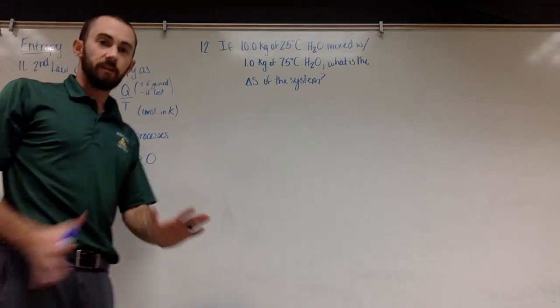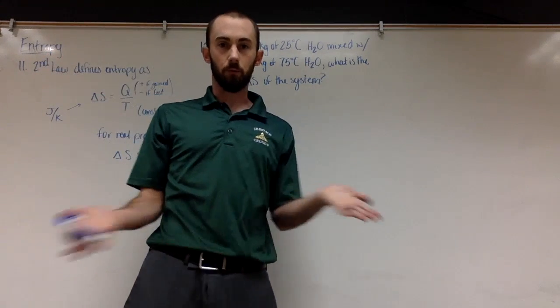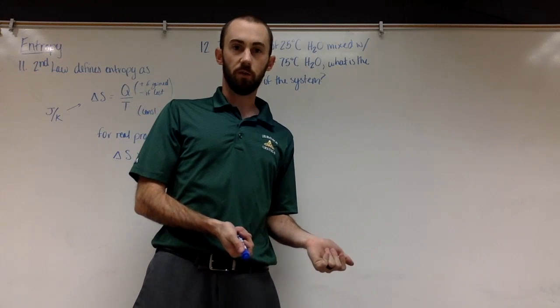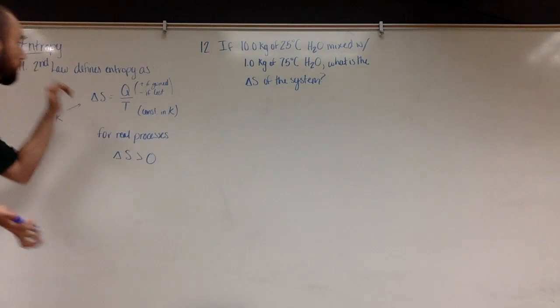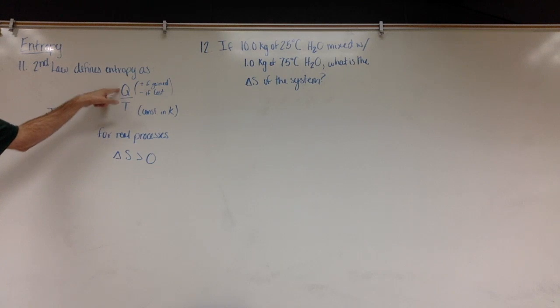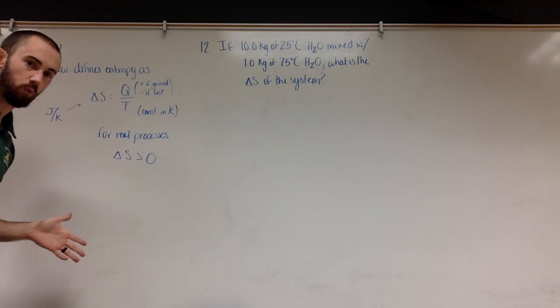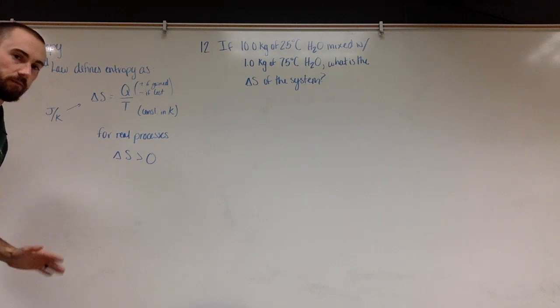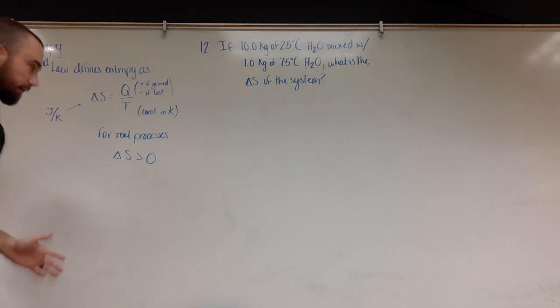Okay, the last thing we have in this unit is talking about entropy and what it is. So it has to do with the second law. We've talked about it a little already. But the way the second law defines entropy is your change in entropy is going to be equal to the change of heat in the system over the temperature in Kelvin. If you have a problem where it's changing temperature, for now, just take the average when you do calculations.